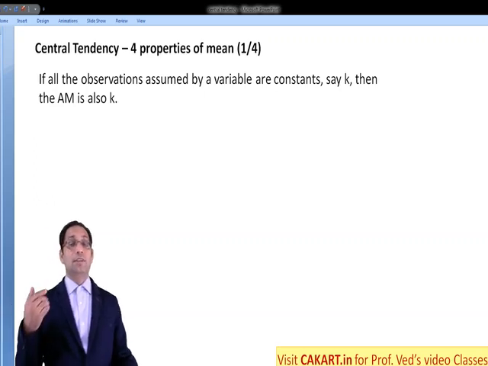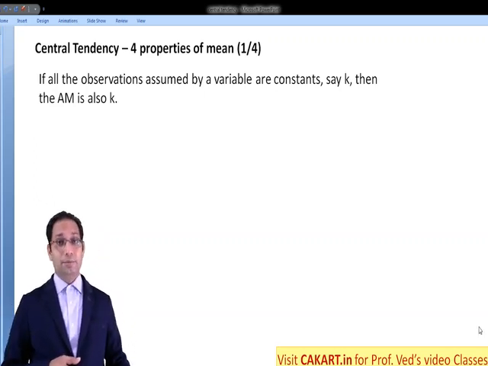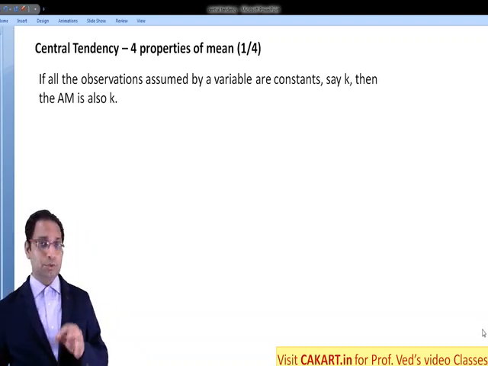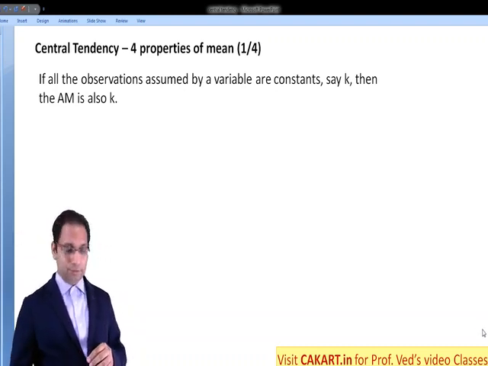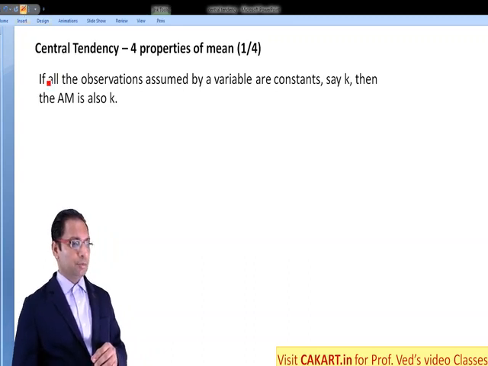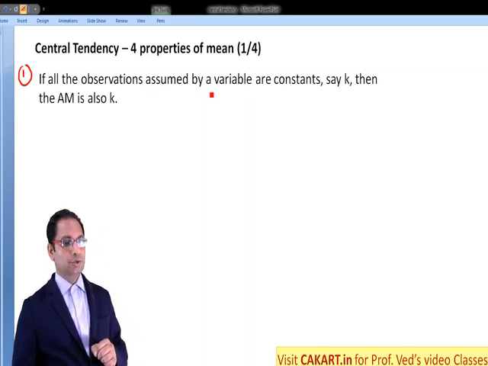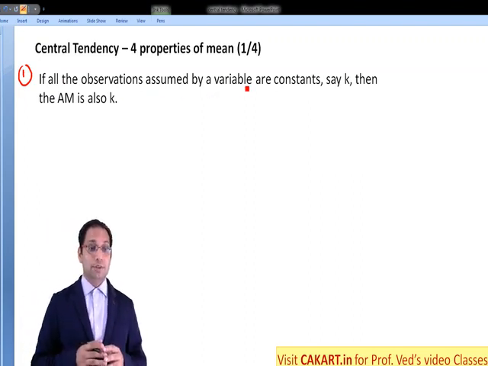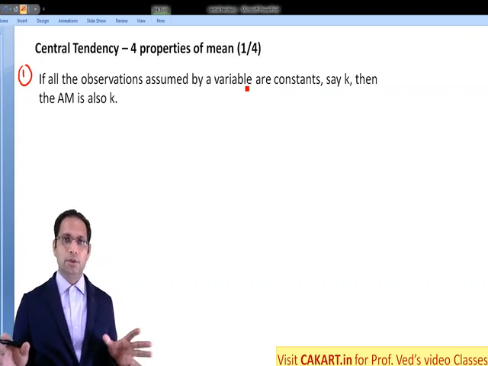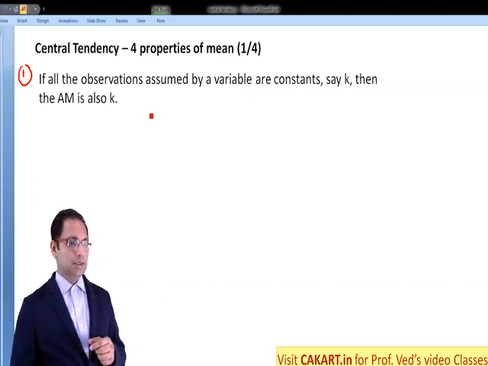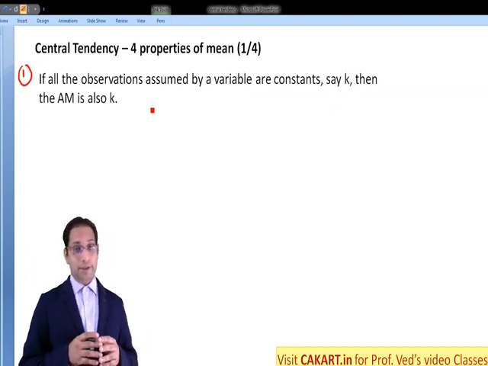Okay, class. There are four properties of arithmetic mean that we must keep in mind, and I am going to introduce all four. Let us look at the first property. Property number one says: if all the observations assumed by a variable are constants, all the same and not changing, say k, then the arithmetic mean is also k.